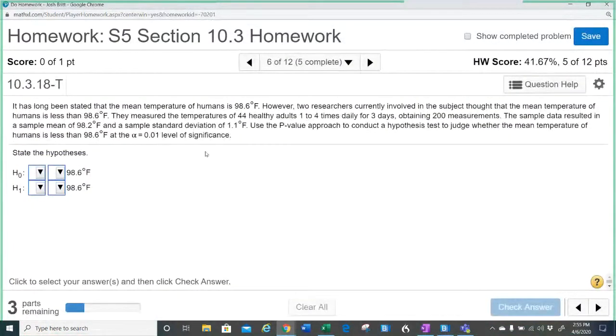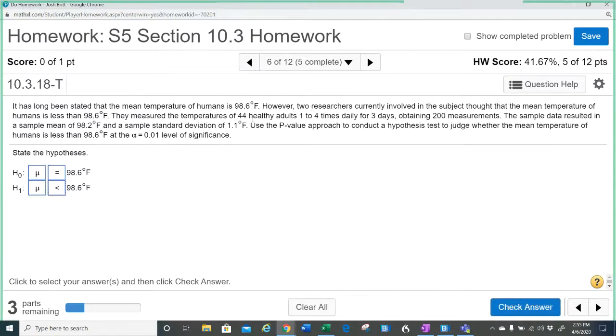Right, so we've got it long been stated that the mean temperature for humans is 98.6. Two researchers currently involved in the subject thought the mean temperature of humans is less than that. So that's their claim. So the null is the mean is equal to 98.6, and the alternative is the mean is less than.